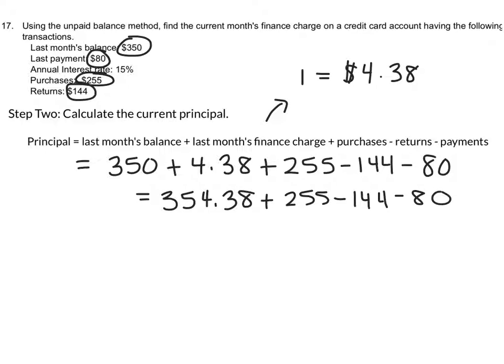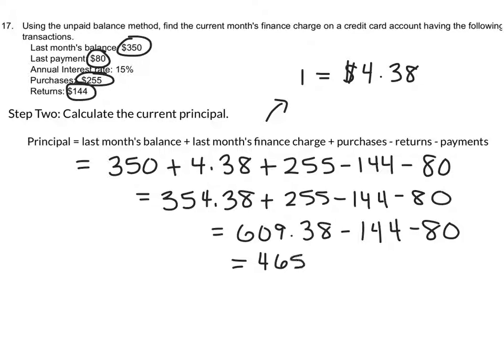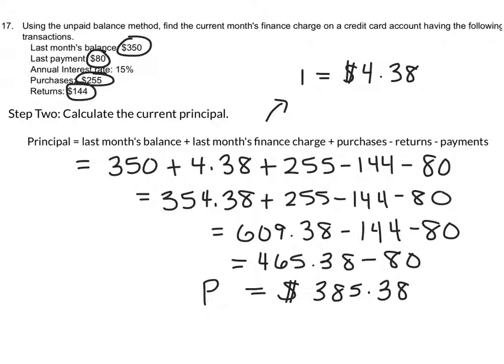Then we'll add that to $255, so we get $609.38. Next, we'll subtract $144, so we get $465.38. Lastly, we'll subtract 80 from that amount, and we get a final amount of $385.38. Now this is our principal, P.